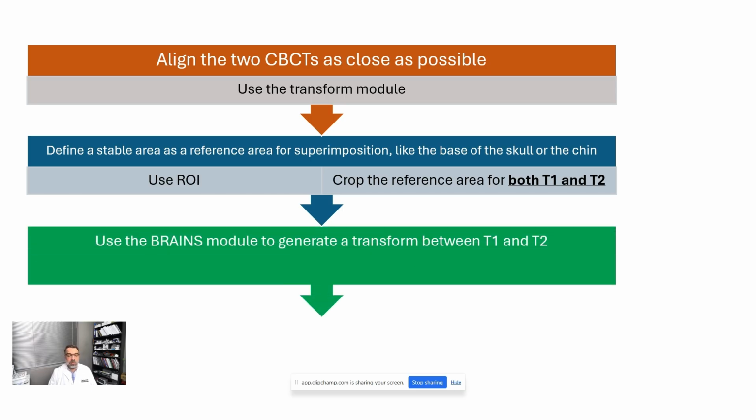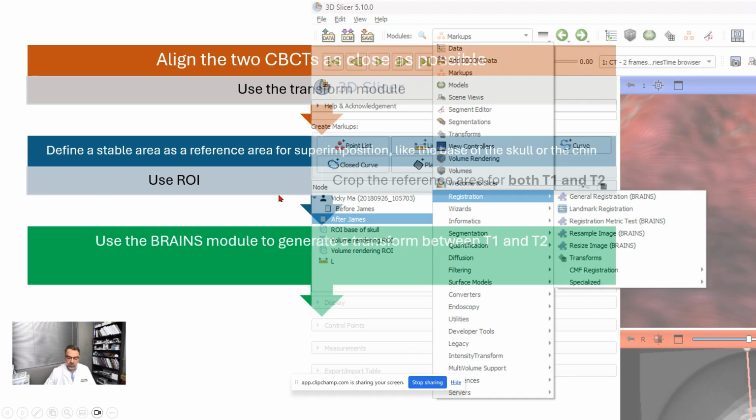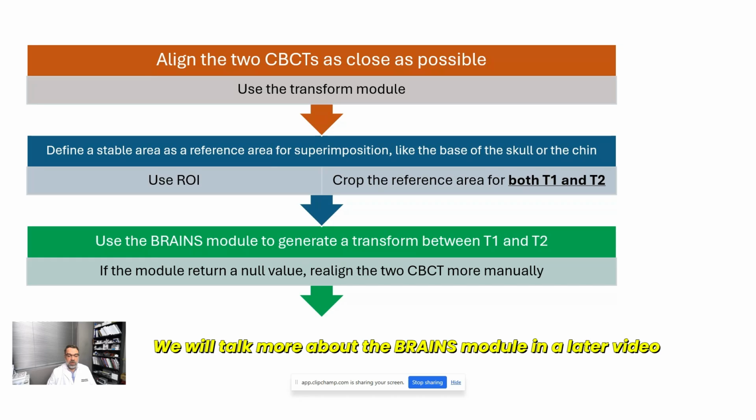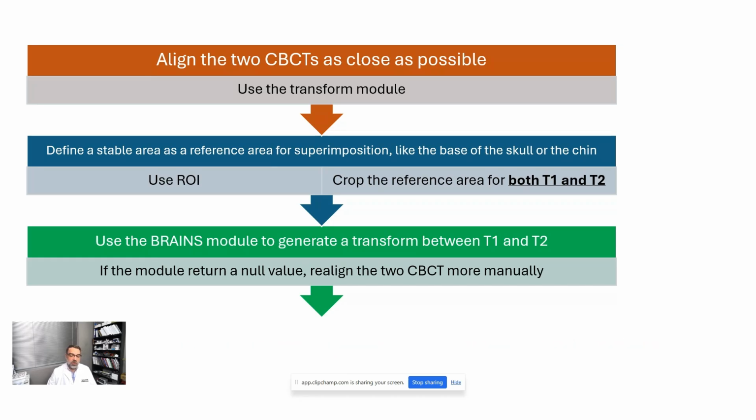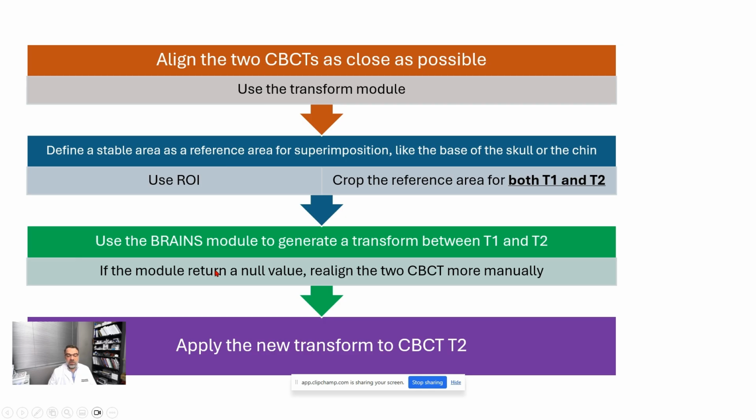After you crop it, use the BRAINS module. You click this one, and under registration it's the first one. Use the BRAINS module, and if the module returns a zero value or a null value, go ahead and realign it. Go to the first step, realign the two CBCTs, and then try it again, and then apply that new transform to CBCT number two. So let's practice this in a real case, and let's get started.